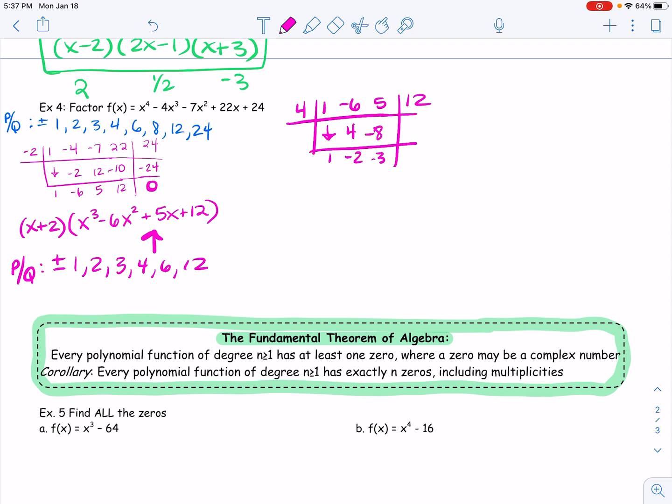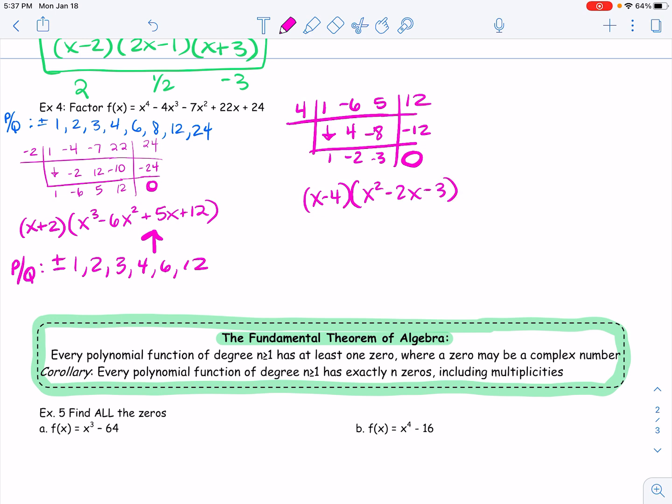Oh, -3. Oh my God, that's awesome. I swear, I'm just picking numbers. I promise you. Okay, so now let's write what this means. We have x minus 4 as a factor, leaving us with x squared minus 2x minus 3.